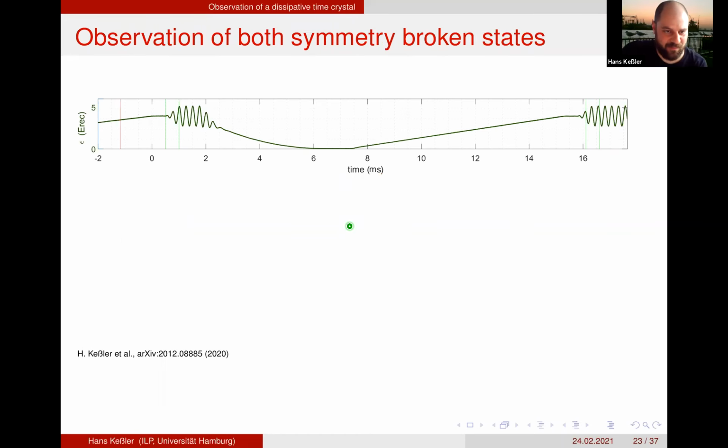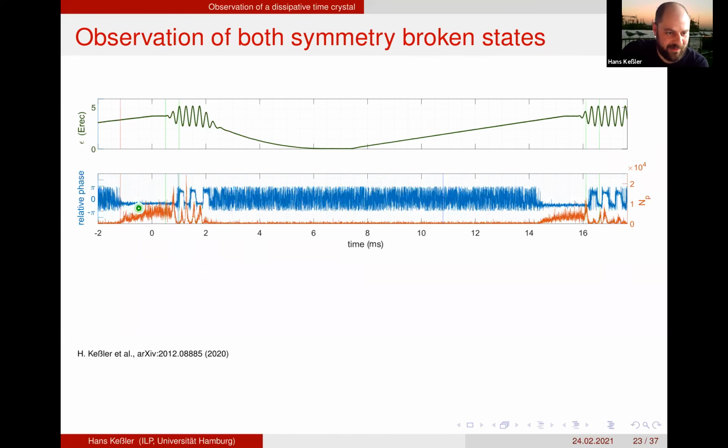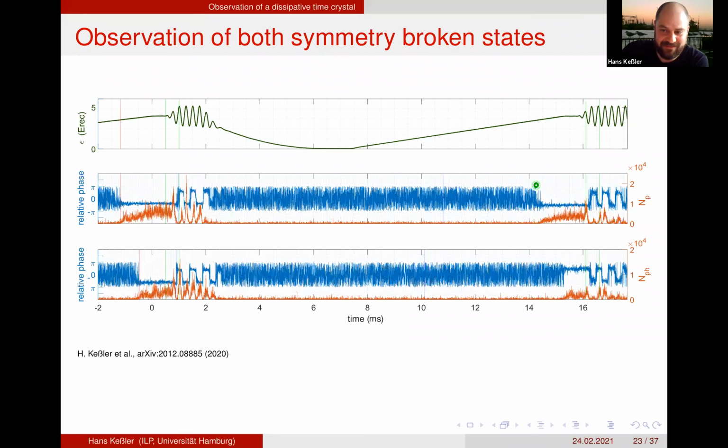We can observe this in the experiment as well. We enter the self-ordered phase, start to modulate, leave, enter again, and start to modulate again. What we observe is that first we have one phase and then it starts to oscillate. Then we leave the self-ordered phase, enter again, observe the same phase and it starts to oscillate. So the time phase difference is zero, and the phase difference of the intercavity field with respect to our pump field has the same value as well.